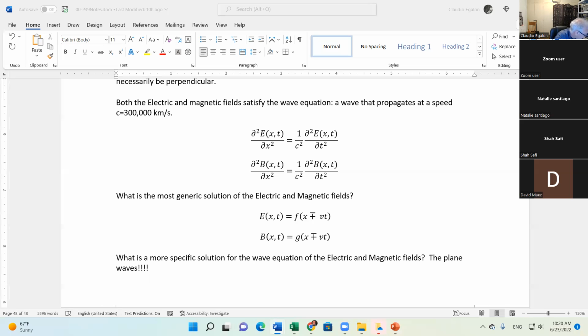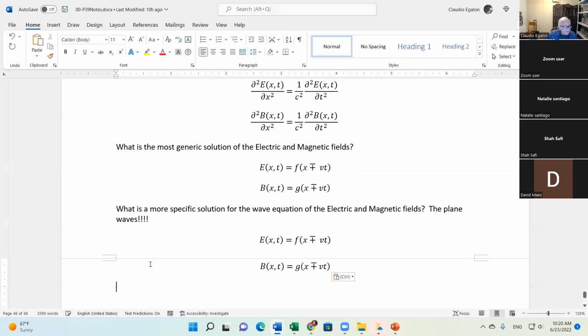Wave equation. Yeah, here you go. I'm going to do it according to the book. Okay. The plane wave. So this is a specific solution for the plane wave. It looks like that.